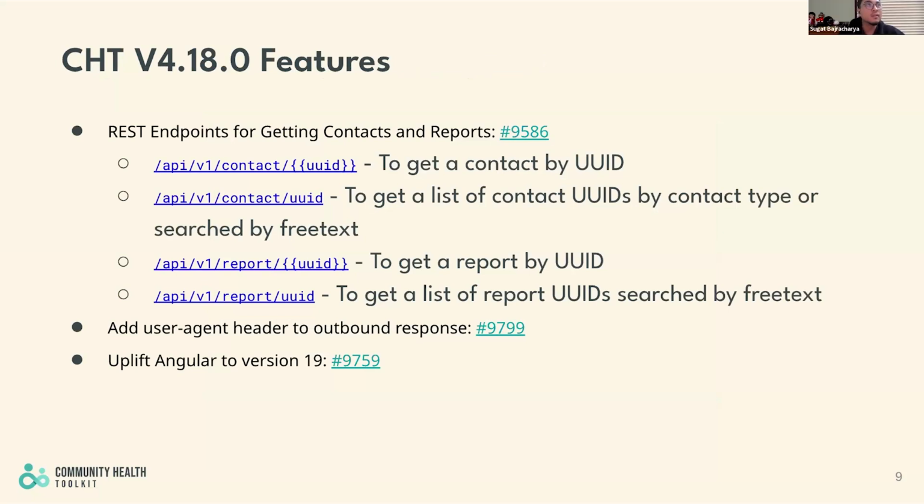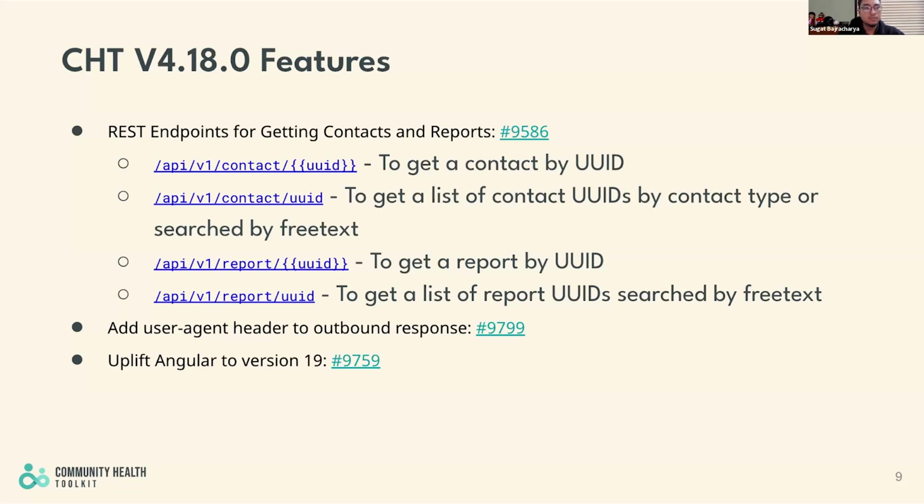Thanks, Diana. Hi, everyone. I'm Sugat from America, and I'll be presenting on the rest of the features that were released in 4.18. So starting us off, we have 4 new REST endpoints. The first one being API v1 contact slash the placeholder UUID, which is used for getting a contact by UUID. It returns the detail of the contact. The contact can either be a place or a person.